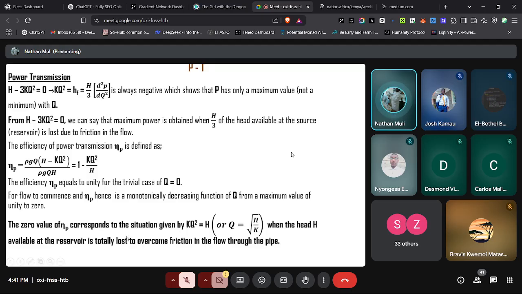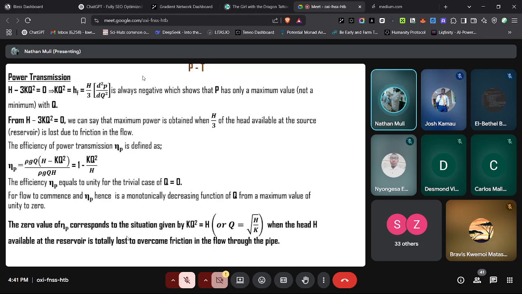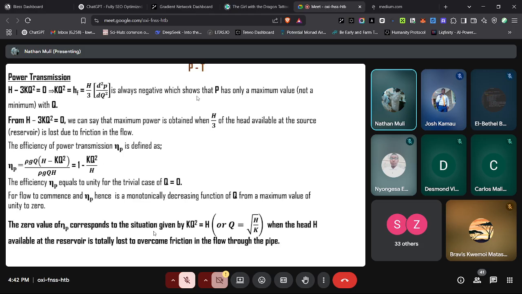And therefore, for the zero value, in this case we're saying eta P will correspond to the situation given by KQ squared equal to H, or Q equals the square root of H over K. That is possible, where H is the head available at the reservoir, and whatever friction head is getting lost with the flow through the pipe.